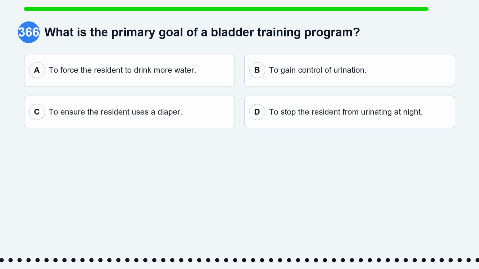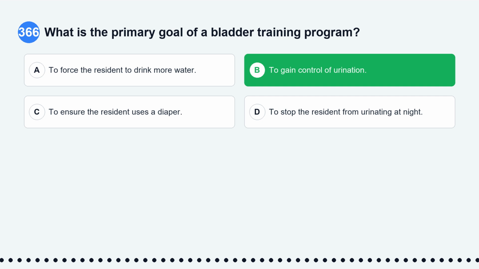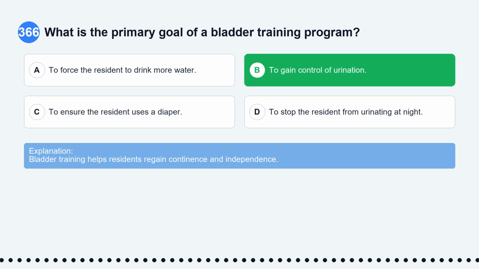Question 366. What is the primary goal of a bladder training program? Option A, to force the resident to drink more water. Option B, to gain control of urination. Option C, to ensure the resident uses a diaper. Option D, to stop the resident from urinating at night. The correct answer is option B, to gain control of urination. Bladder training helps residents regain continence and independence.